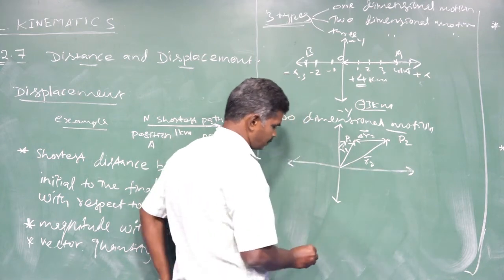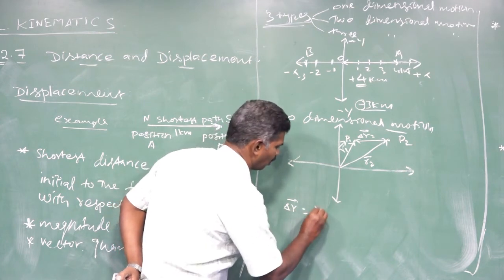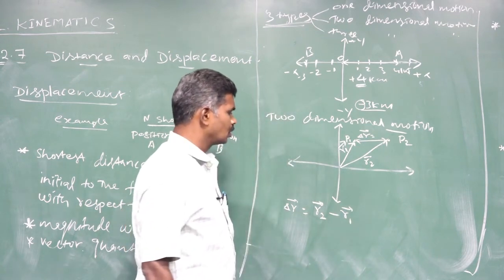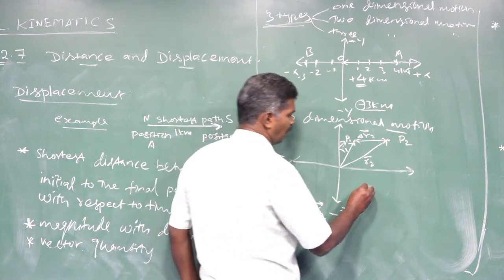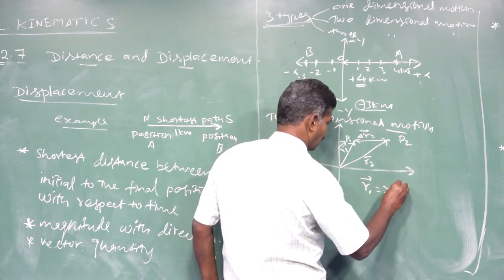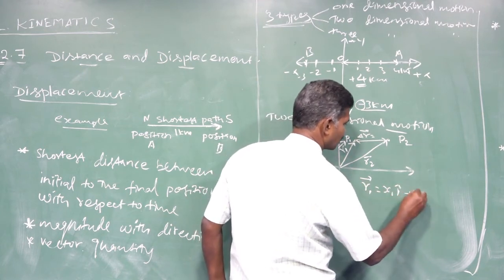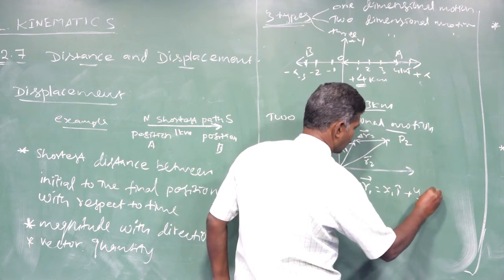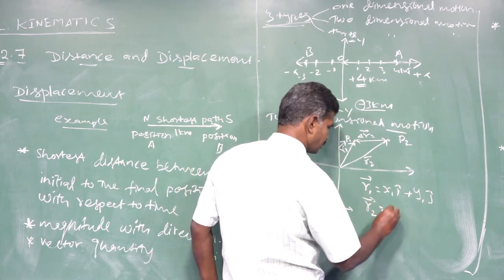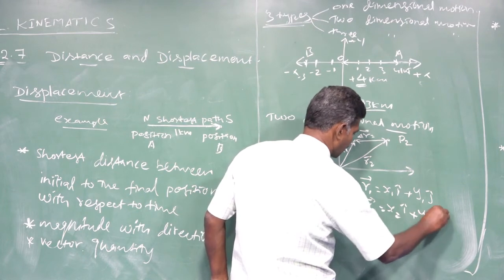Then we can take del R vector equal to R2 vector minus R1 vector. Suppose it is a two-dimensional motion, R1 vector can be taken as x1 into i cap, that is the x direction, plus y1 into j cap. Similarly, R2 vector equals x2 into i cap plus y2 into j cap.